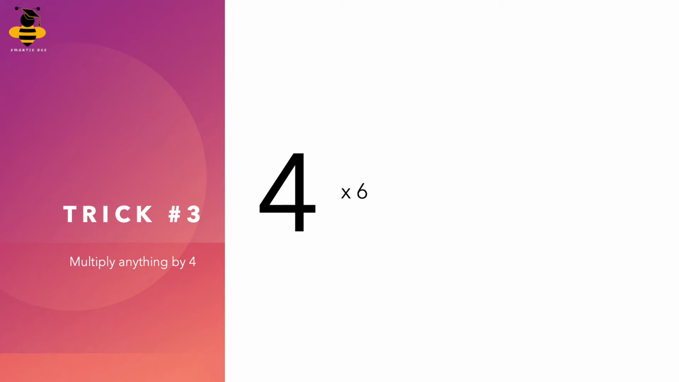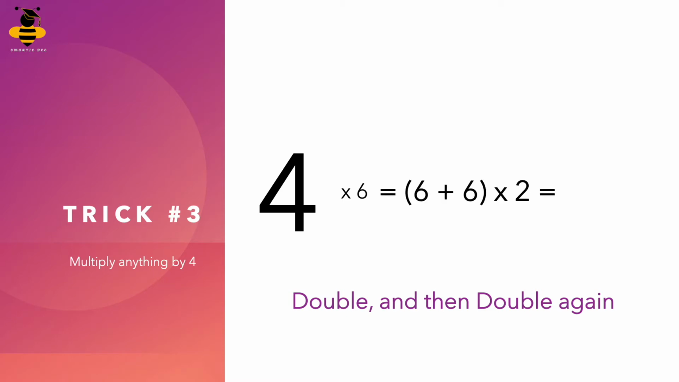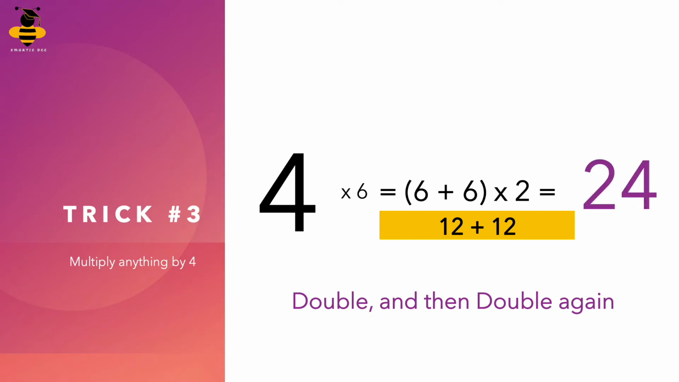Trick number 3, multiplying anything by 4. Same as 2, 4 works with a similar concept where you double the number and then double it again. If we look at this example, 4 multiplied by 6, we double the number 6, that will give us 12, and we double the 12, that will give us 24. So 4 sixes are 24. Remember that any number that you want to multiply by 4, you double twice. For example, 4 multiplied by 4: 4 plus 4 is 8, and 8 plus 8 is 16. So we get 4 fours are 16.